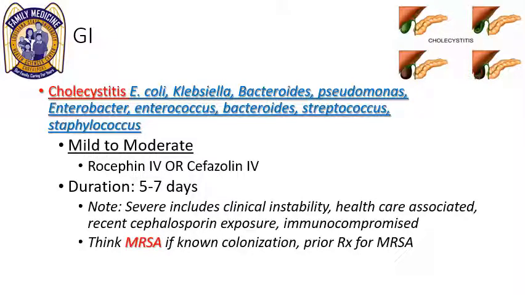Cholecystitis is going to be inflammation of the gallbladder itself. This is mainly caused by E. coli, but can be caused by Klebsiella, Bacteroides, Pseudomonas, Enterobacter, Enterococcus, and so on. And so mild to moderate, you're going to start Rocephin or cefazolin, and it's going to be for 5 to 7 days. Severe includes clinical instability, if you have recent cephalosporin exposure and you're still having these issues, if you're immunocompromised. If you're thinking about MRSA and the patient has had an MRSA infection before, then you're going to need to treat for MRSA, and Rocephin's not going to cut it.